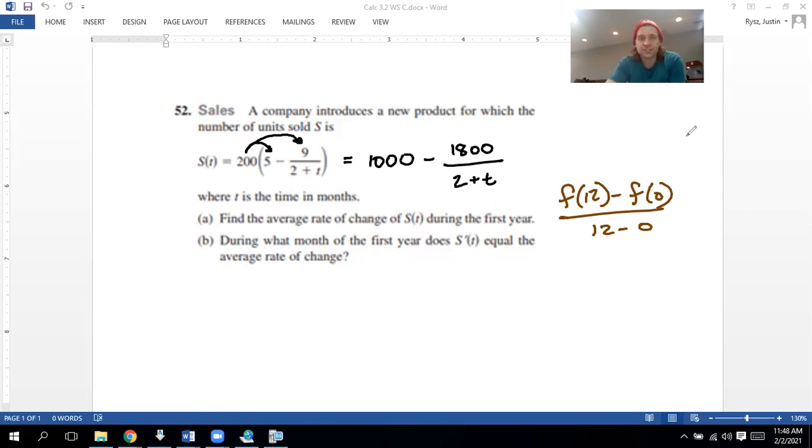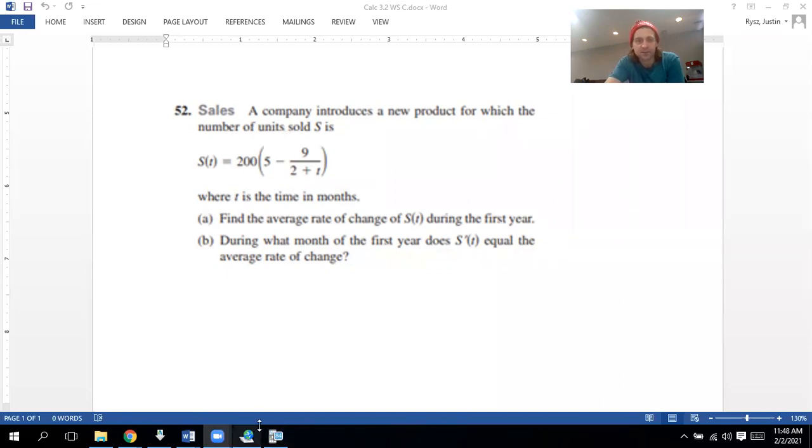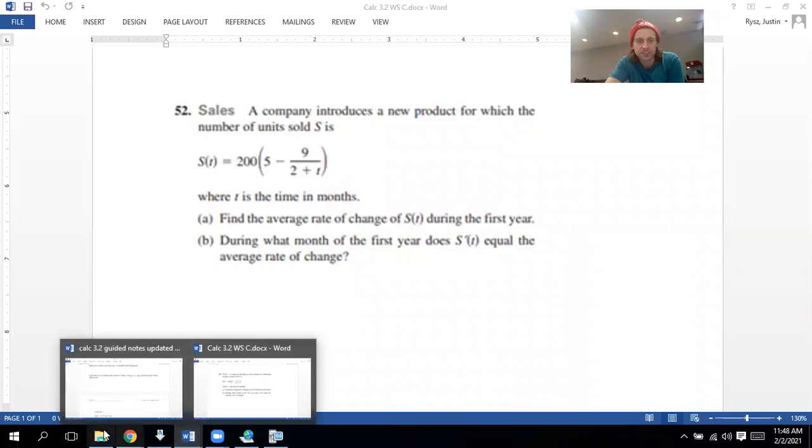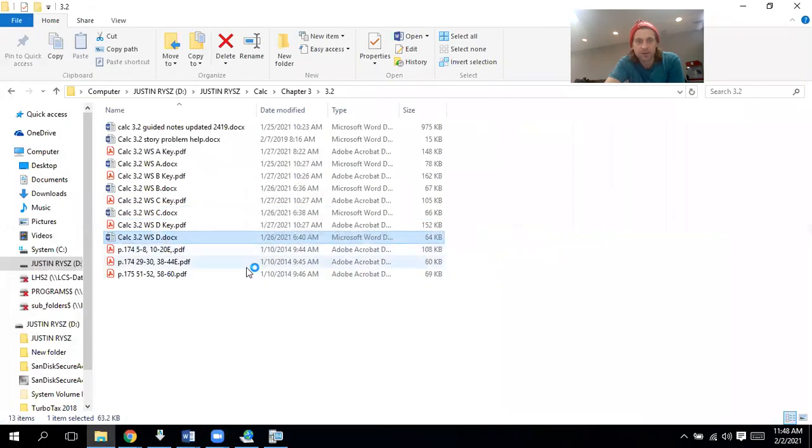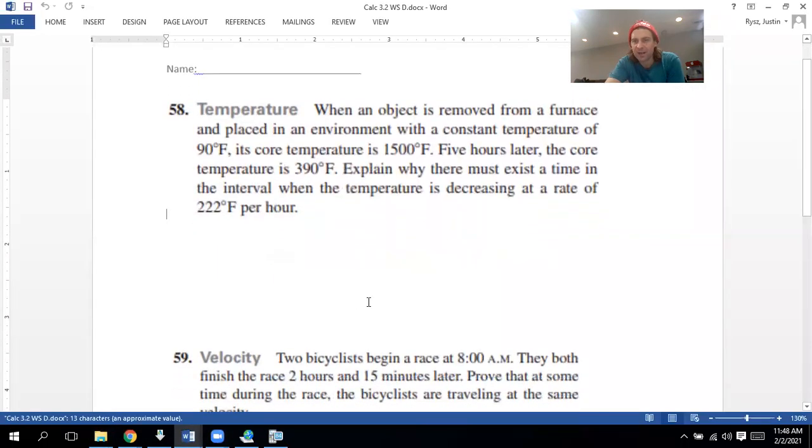So there's worksheet C. Now, if you're on day 4 here, let's take a look at what to do for worksheet D. All right, worksheet D is kind of backwards, and it actually ends up being easier for this. When an object is removed from a furnace and placed into an environment with a constant temperature of 90 degrees Fahrenheit, its core temperature is 1,500 degrees. 5 hours later, the core temperature is 390. Explain why there must exist a time in the interval where the temperature is decreasing at a rate of 250.